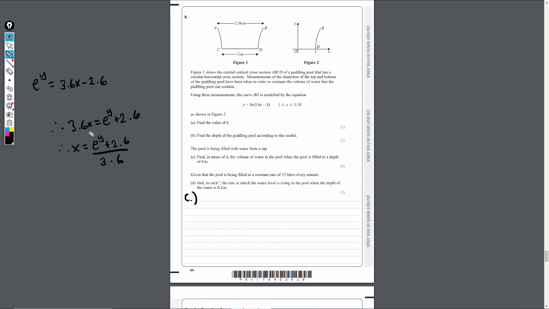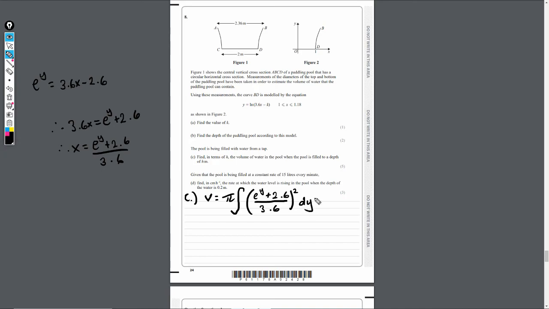So my formula now will be V equals, so remember your formula, it'll be pi times the integral. We won't put any limits on just yet, we'll come back to that when we're about to perform the integration. And then it's going to be my x squared, where this is x, so it's going to be (e to the y plus 2.6) over 3.6, all squared. So if I write that down, e to the y plus 2.6, and this is over 3.6, all squared, and this is with respect to y now.